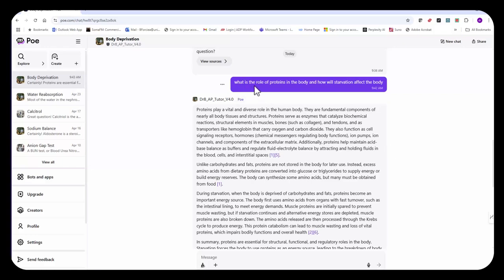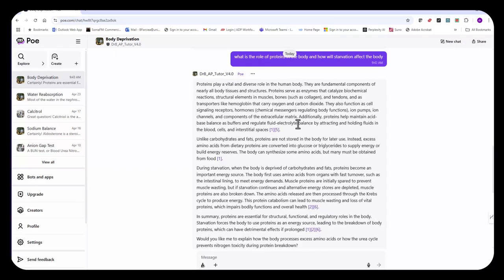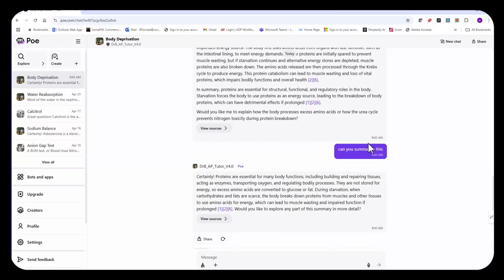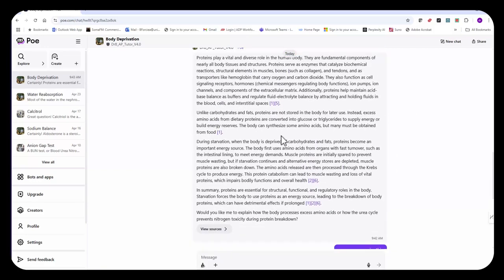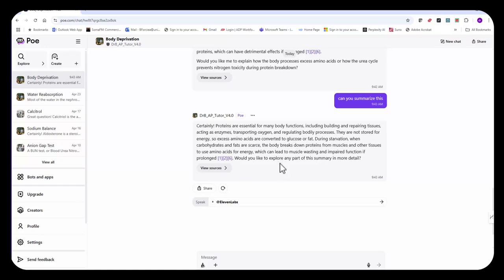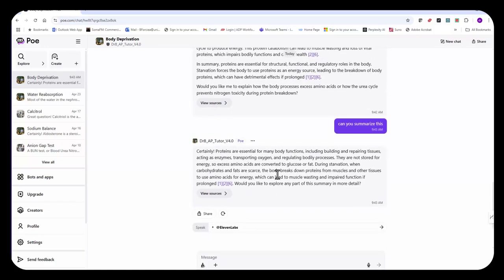In this case, I said, I want to know more about protein. So it gave me a lot of detailed information about proteins. I thought it was a little bit much there, so I said, can you summarize this? And it did. And that's pretty much what the course wants, just more of a summary of this information. And there again, it referenced where everything came from. So I know exactly where the information came from.